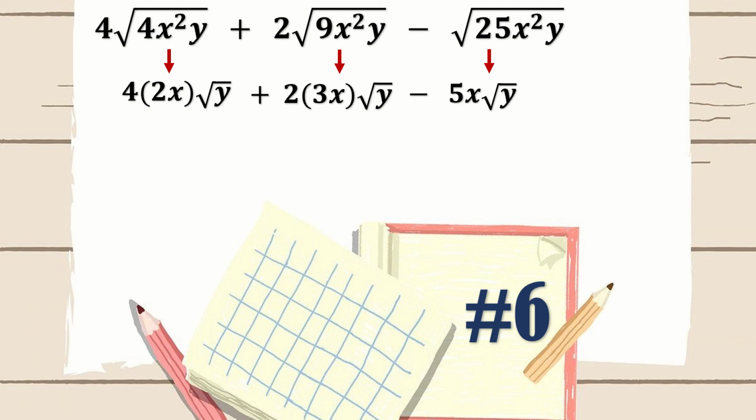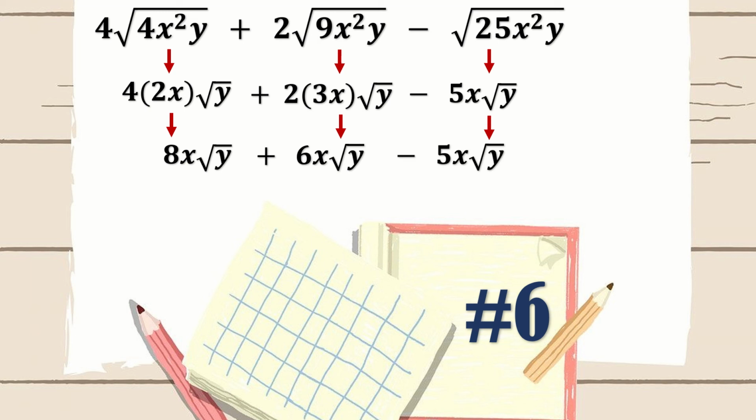Since they have the same radicand, which is y, we can combine them all. Simplify first. 4 times 2x will be 8x square root of y. 2 times 3x, it will be 6x square root of y. Then, it is already in simplest form, 5x square root of y.